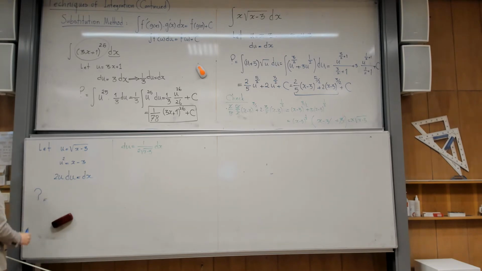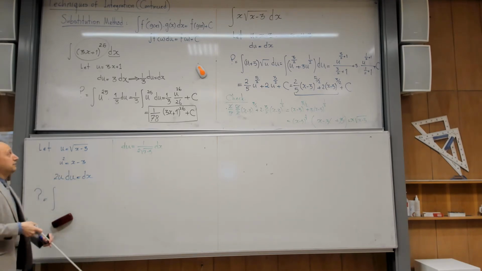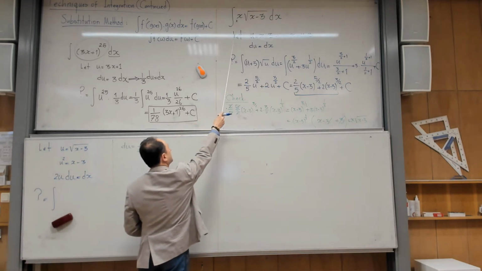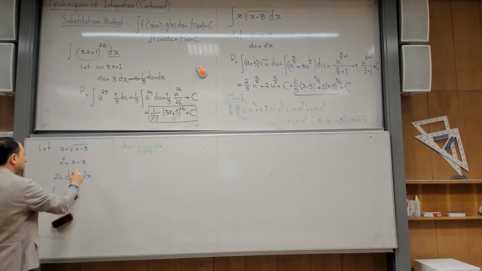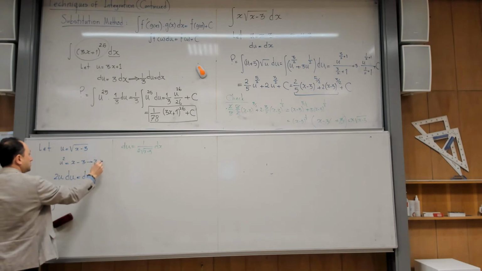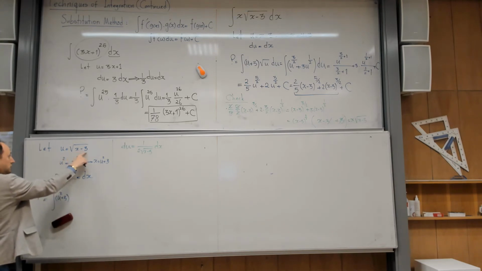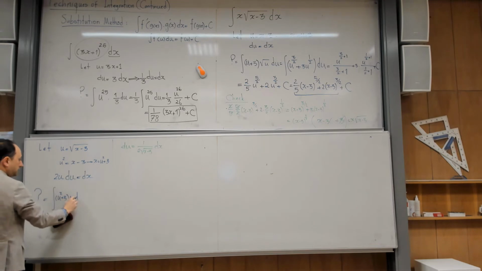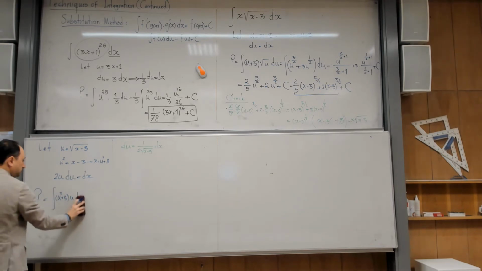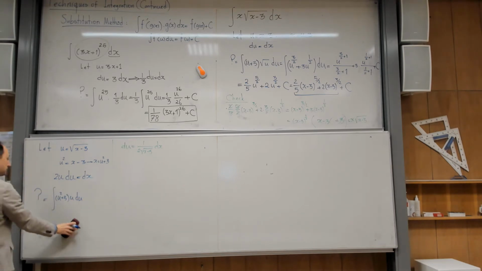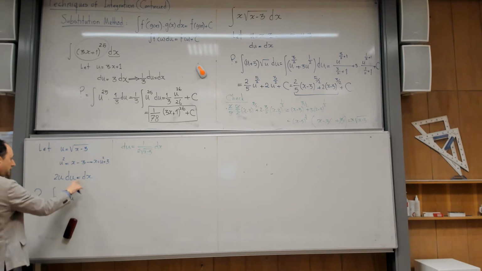So what happens? It becomes an integral. By the way, what happens for x? Because I have one x here, I have to get rid of this in favor of u, but that is easy, because here I can calculate x is u squared plus 3. So instead of x, I put u squared plus 3. But instead of the square root of x minus 3, I put u. Instead of dx, I have to put this.